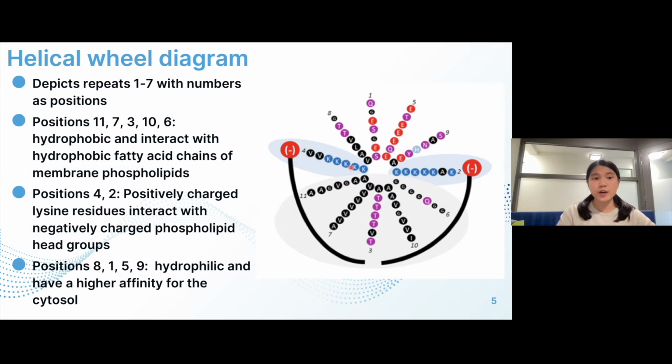Positions 4 and 2 contain positively charged lysines, which are these Ks, and they interact with the negatively charged phospholipid head groups. Positions 8, 1, 5, and 9 are hydrophilic and have a higher affinity for the cytosol.